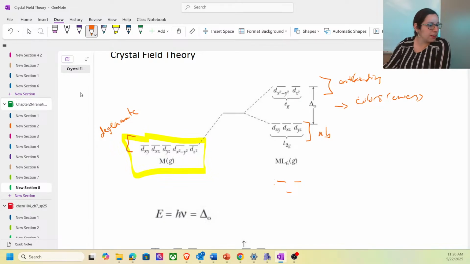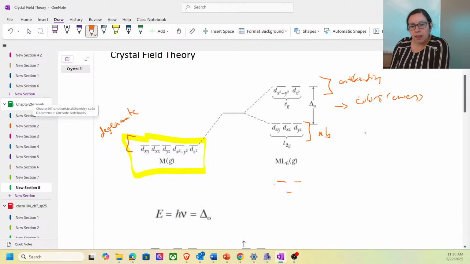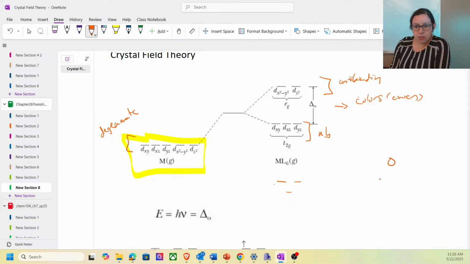All right, so let's start getting a little bit more specific. And now let's draw out our octahedral. So this is, I should have labeled this. So this is octahedral.